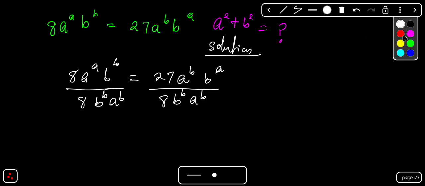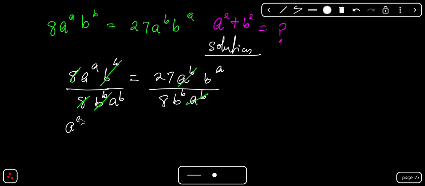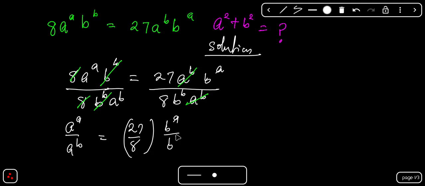Now, what are you going to notice? We notice that 8 will cancel out 8 here, then b^b will cancel out b^b. So a^b will cancel out a^b. So what you have now is a^a over a^b, which is equal to 27 over 8, then multiplied by b^a over b^b.